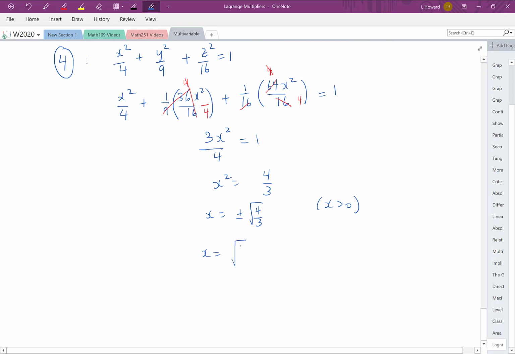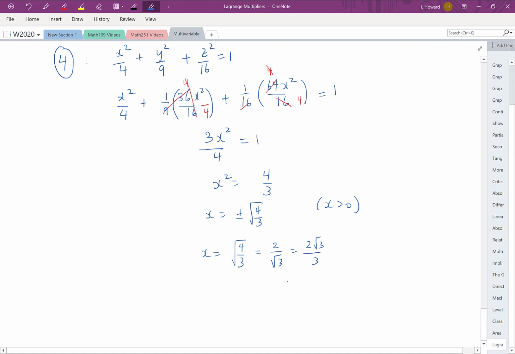So x is going to be root 4 over 3. If you distribute the root to the top and the bottom, you'd say root 4 over root 3. So 2 over root 3. And you could rationalize that, and you could say 2 root 3 over 3. Okay, so that's a little bit of fun with radicals there. So that's our x value.